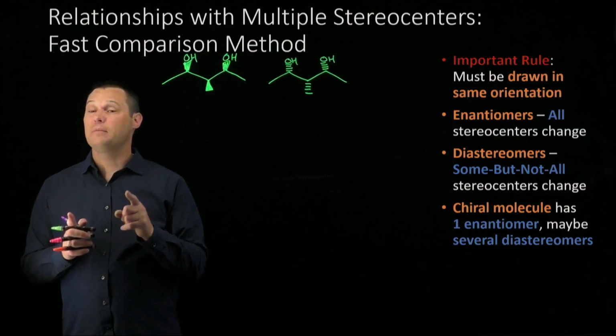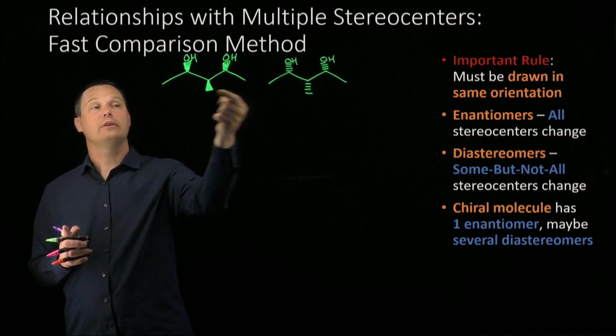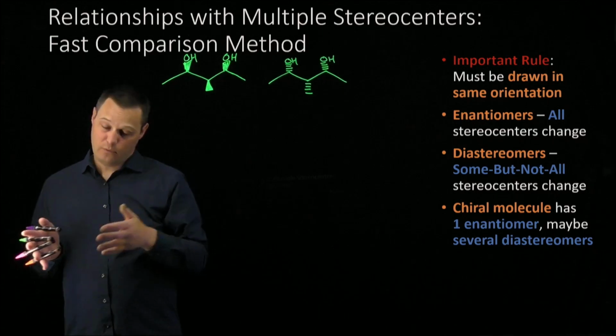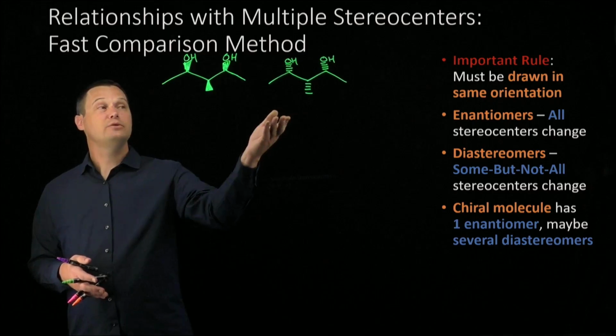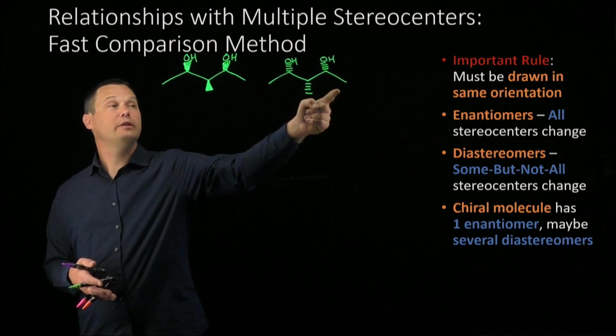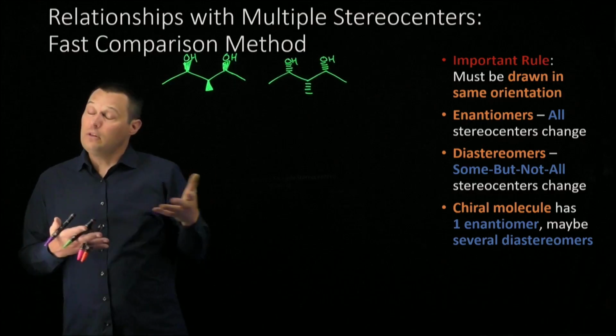The other time this method may fail you is for molecules that are structurally symmetric, that are palindromic, that are exactly the same left to right. If you've watched the other videos in this series, this has come up over and over again. If I were to compare these two molecules, they are drawn in the same orientation left to right, and all of the wedges and dashes change their orientation. So they look like they should be an enantiomer.